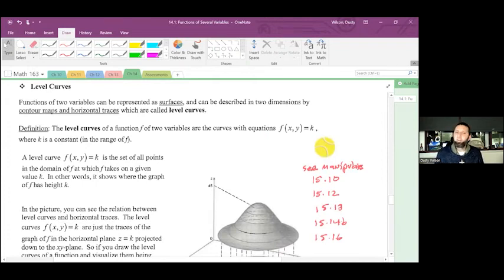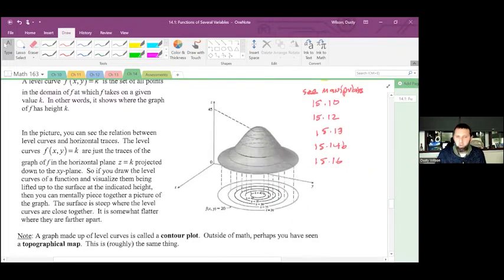Level curves. Functions of two variables can be represented as surfaces, like we saw in the previous example, and can be described in two dimensions by contour maps and horizontal traces, which are all called level curves. Definition. The level curves of a function f of two variables are the curves with equations f of x, y equals k, where k is a constant that is in the range of f. So a level curve f of x, y equals k is the set of all points in the domain of f at which f takes on a given value k. In other words, it shows where the graph of f has height k.